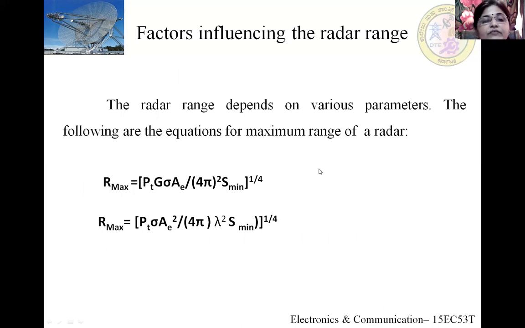Okay, now we have derived an equation for the maximum range. Now let us go for the factors affecting the radar range. So what are the factors affecting the radar range? Here we have the two equations. Seeing these two equations, we come to know that R max depends upon the PT, that is the transmitted power. It depends upon the gain, and also it depends upon the target. It also depends upon the receiver.